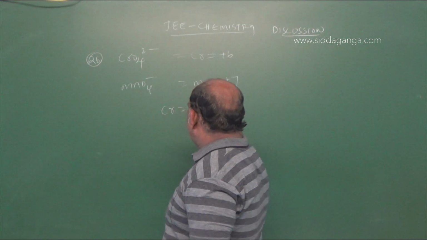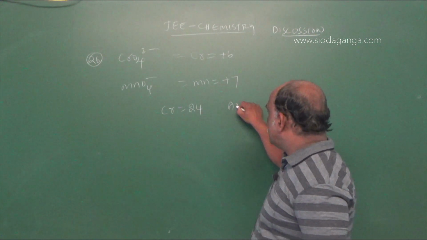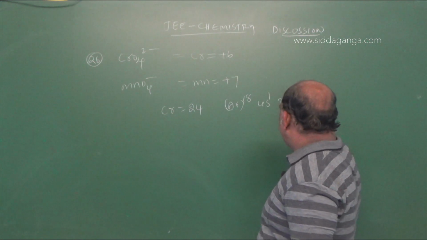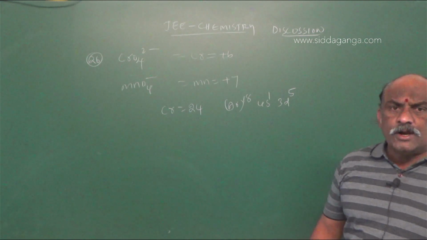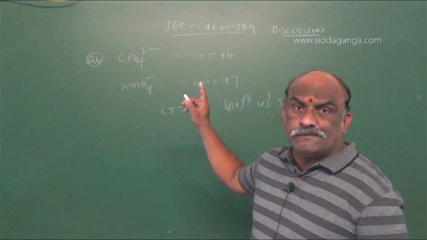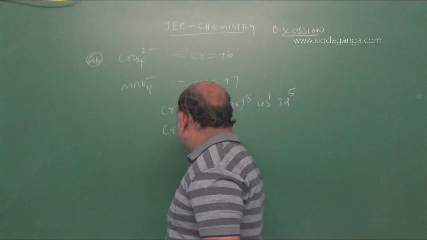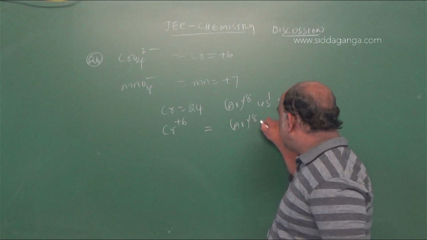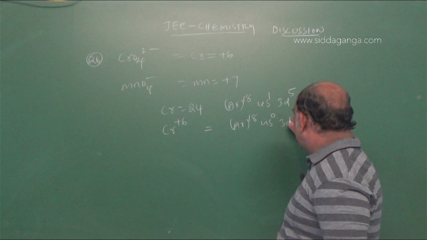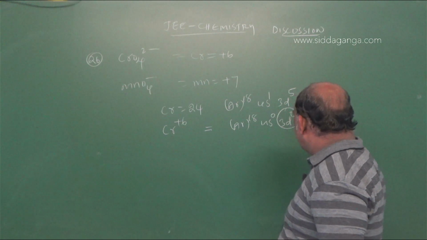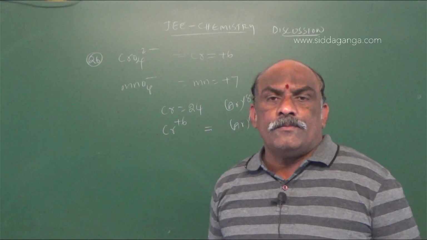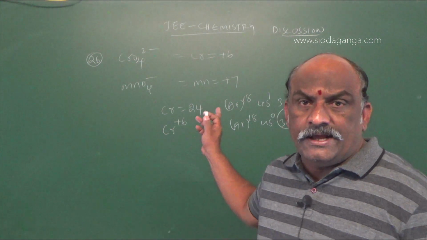Chromium, we know, atomic number 24, electronic configuration argon 18, 4s1, 3d5. What about the configuration of chromium 6 plus? Chromium 6 plus is argon 18, 4s0, 3d0. Make a note, my dear students, this is very important. Chromium doesn't have any d electron.